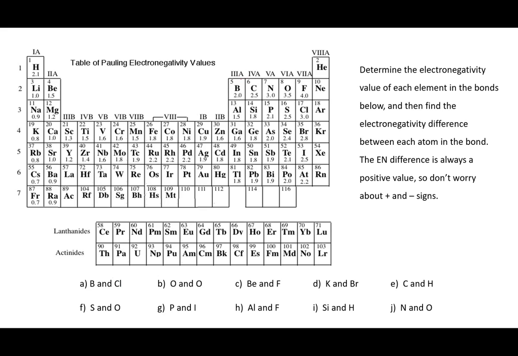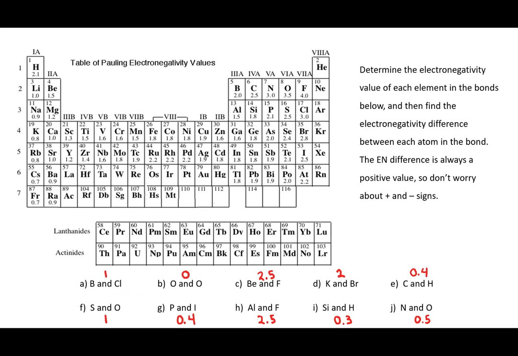So let's locate these. Boron is right here, and chlorine is right here. So these values show how strong they are at pulling electrons to themselves. Let's give them a value. That's 2 and that's 3. The difference, of course, here would be 1. And that's really all there is to it. So just find the difference between the two values. I'll give you a moment to do that. Pause the video, and then press play and we'll talk about the answers.